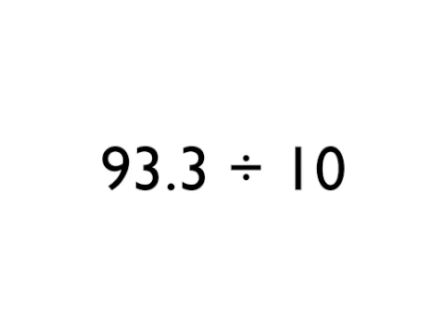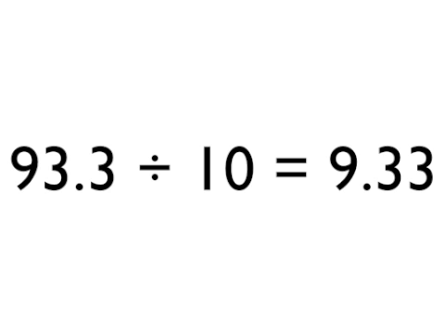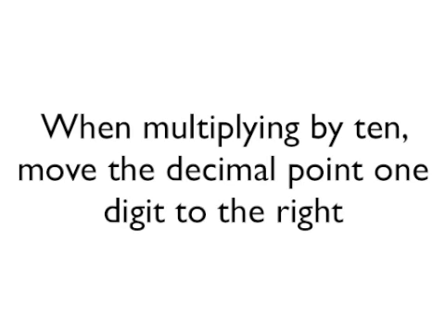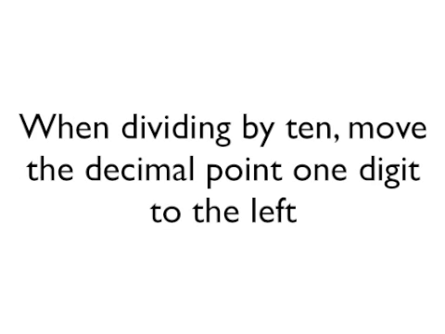Let's do another one. 93.3 divided by 10. We move that decimal point one spot to the left, and 93.3 divided by 10 equals 9.33. So, let's summarise. First of all, multiplication and division are opposites. If you know your 10 times tables, dividing by 10 is pretty easy. Secondly, when you're multiplying by 10, move the decimal point one digit to the right. Thirdly, when dividing by 10, move the decimal point one digit to the left.